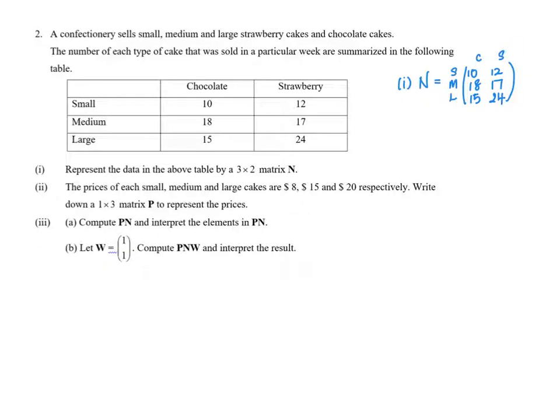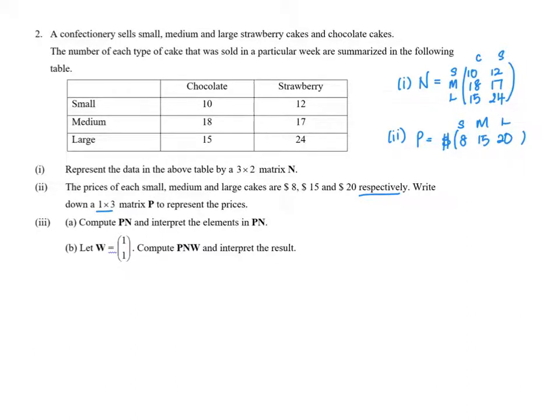Now part 2, the prices of each small, medium, and large cake are given to be $8, $15, and $20 respectively. So write down a 1 by 3 matrix P, meaning I will have only one row but 3 columns. Our three columns represent small, medium, and large. Therefore, the row represents the price. So this will be 8, 15, and 20.